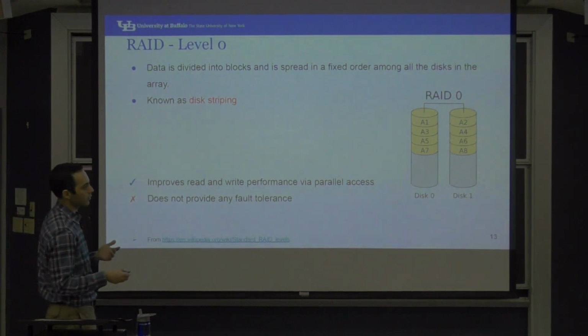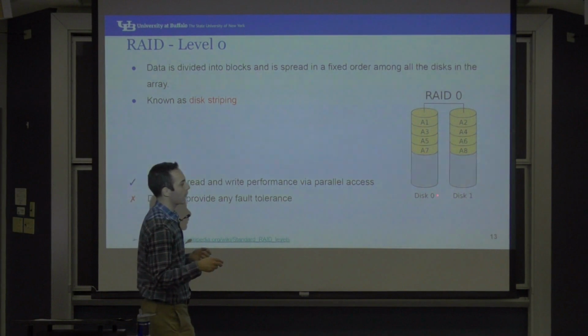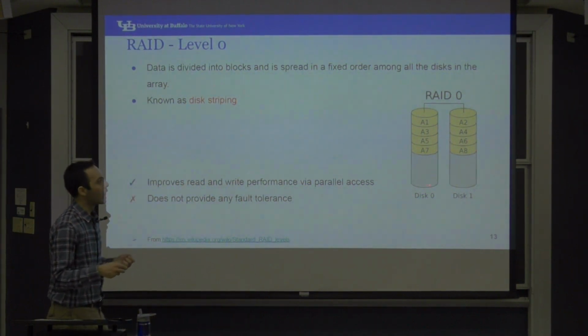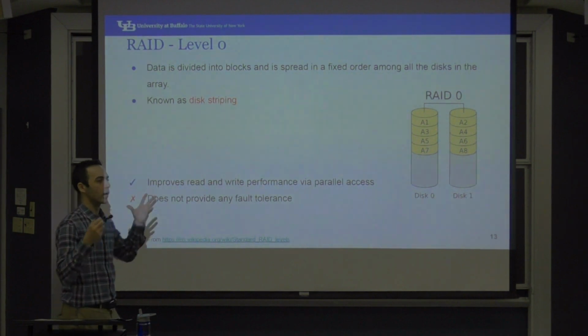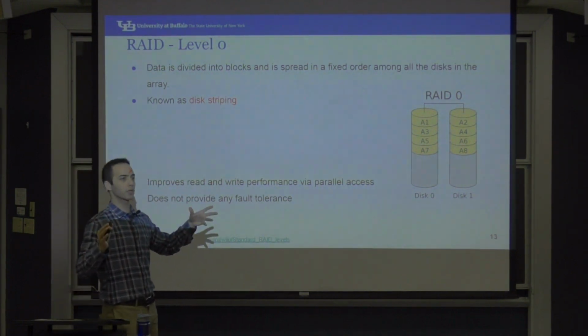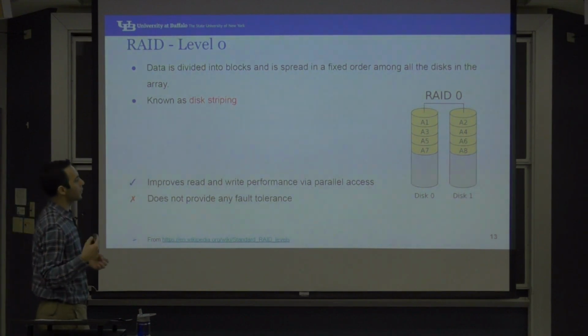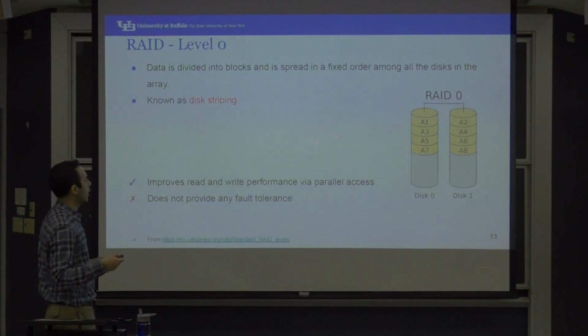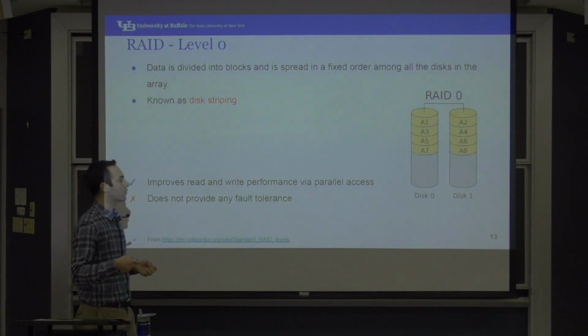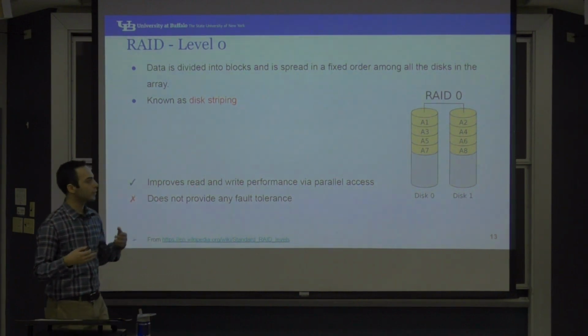So what's the benefit of this? The first thing is that you get the capacity of disk 1 plus disk 0 together. So if this is 100 gigabytes and this is 100 gigabytes, now you have one disk of 200 gigabytes. And then also, you're striping the data, so you get performance, right? It improves read and write performance by paralleling.